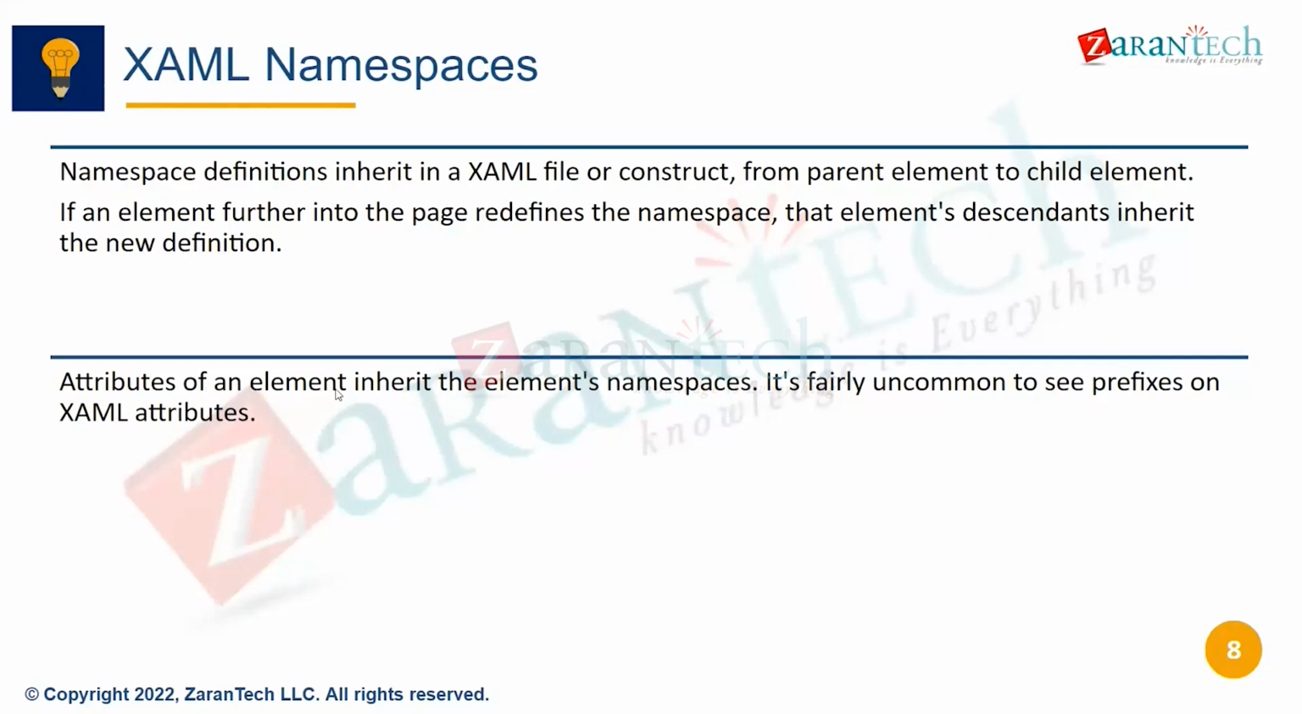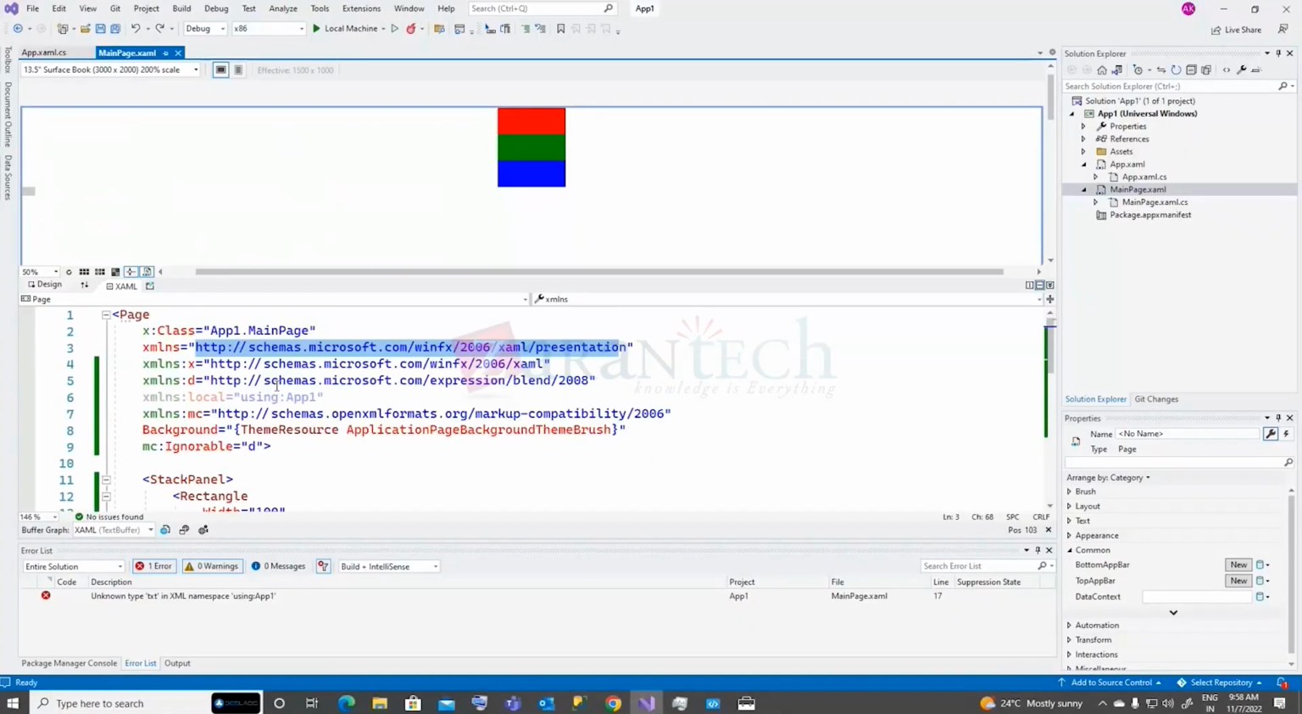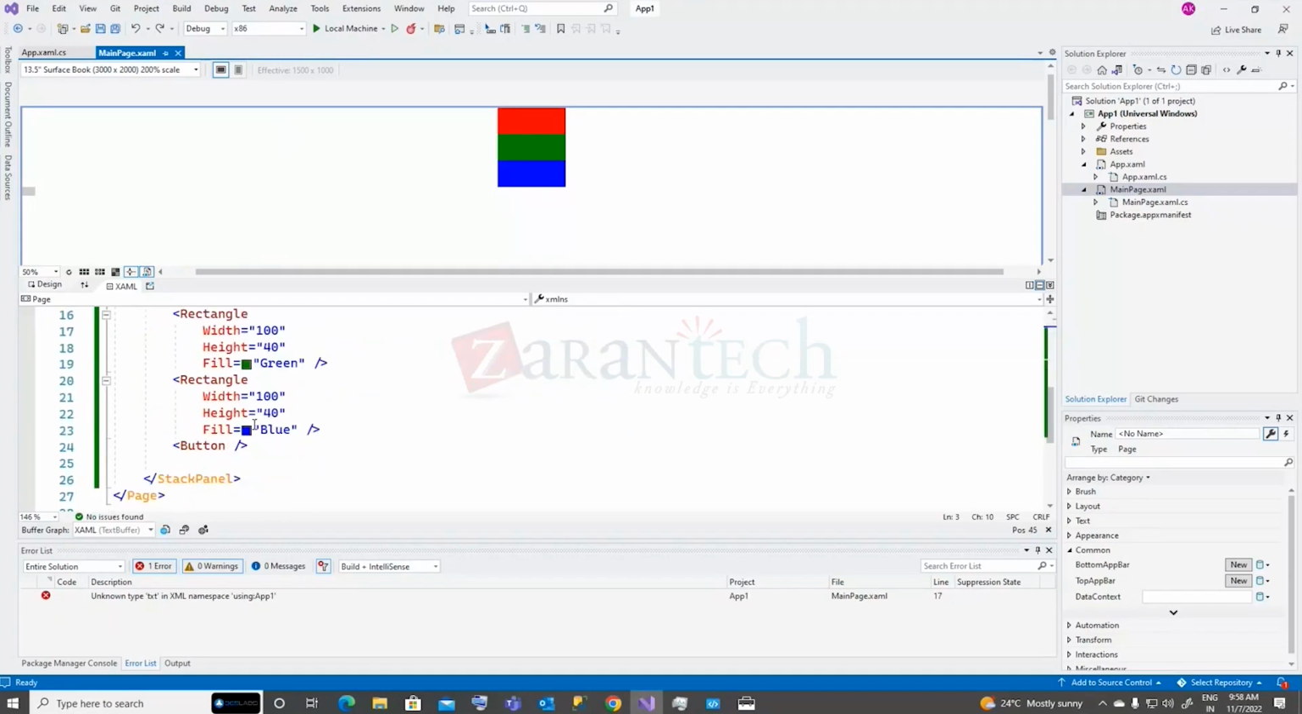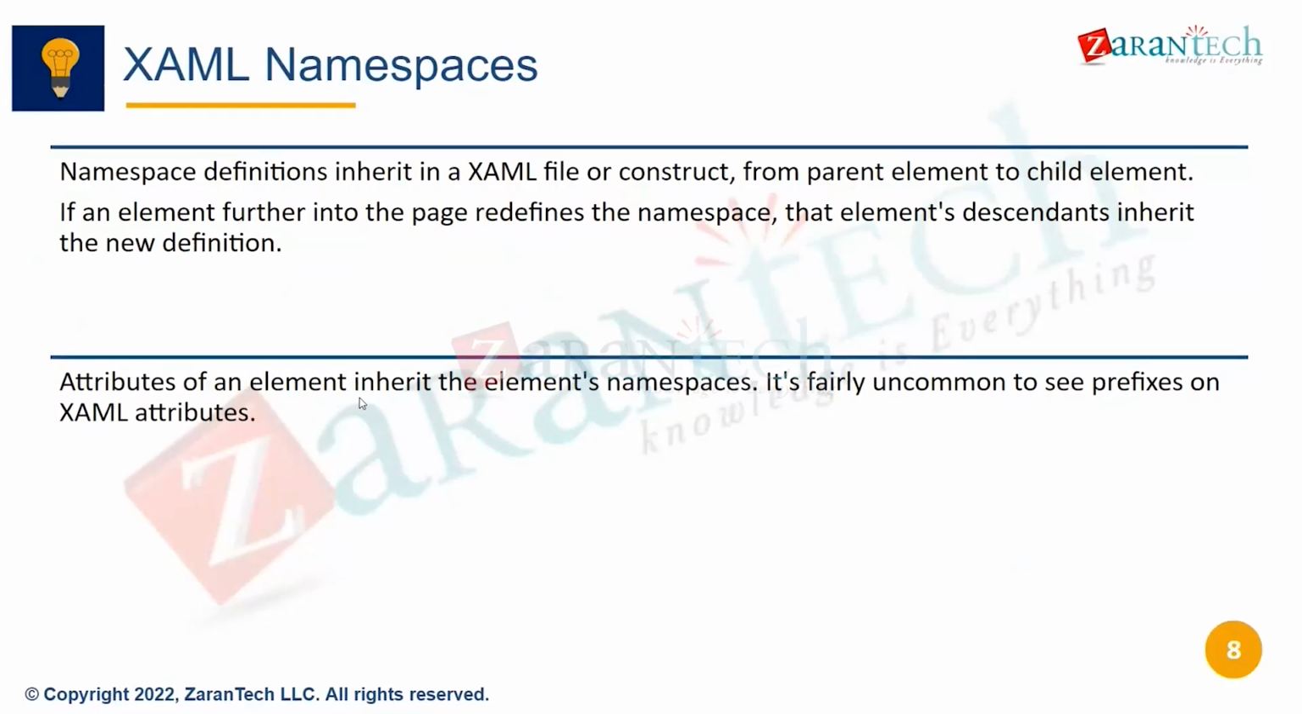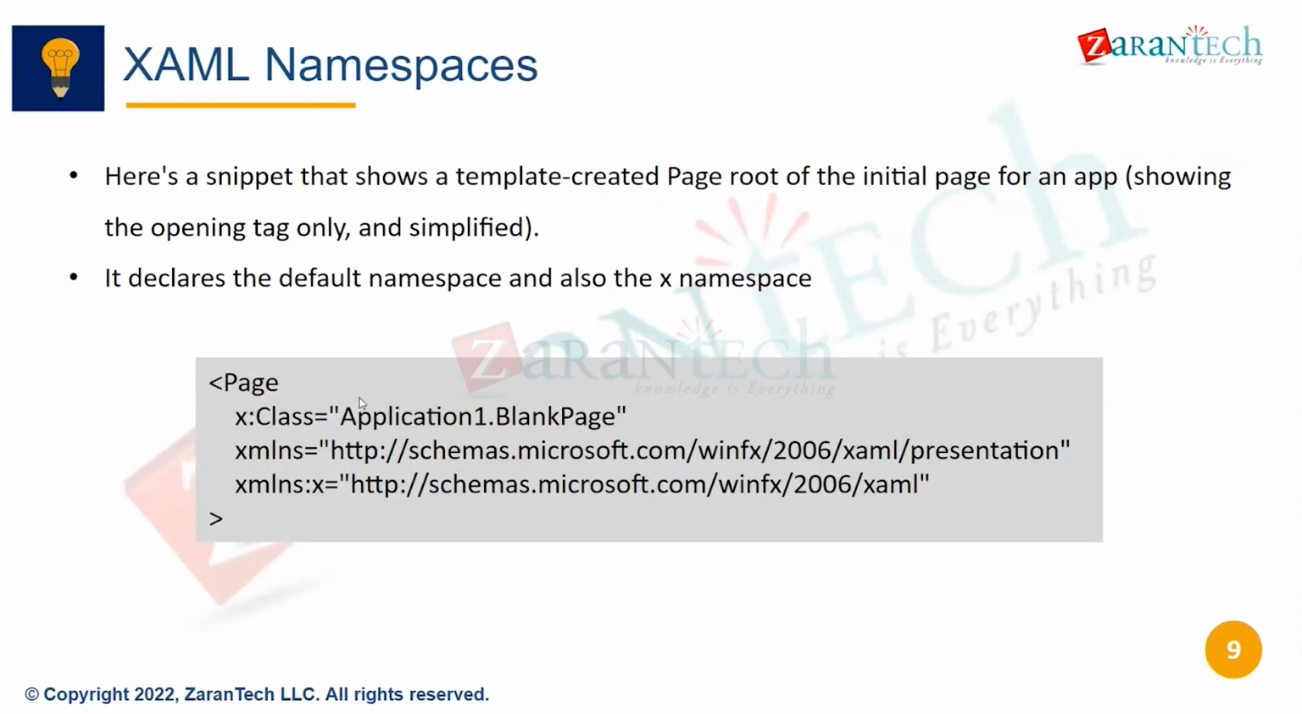Attributes of the element inherit the element's namespace. Basically, you do not need to worry about using some namespace name here. You can add them this way as well, and you can assign some properties to them as well. Okay, any questions from here? Okay, I will go further.